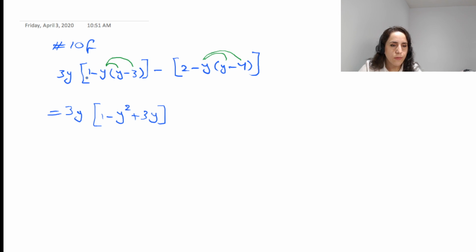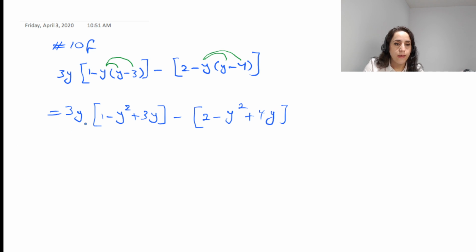Okay, first inside of the bracket, 1 minus y, times 3. First I just expand this one: y times y is y squared, negative y times negative 3 is plus 3y. I'm going to the next one, 2 minus y squared and plus 4y. There is another 3y beside this bracket that I'm going to expand. It's going to be 3y, minus 3y^3, plus 9y squared.